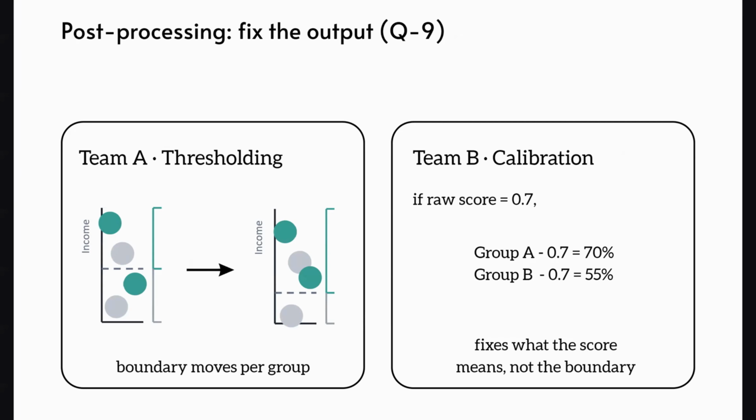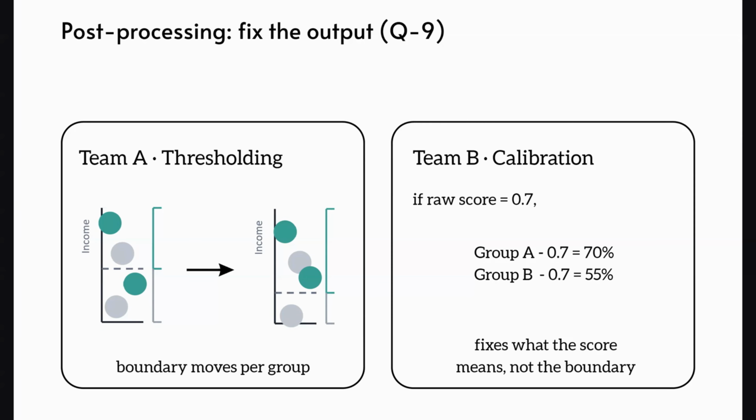Third is post-processing, fixing the output after the model is already trained and ready. Thresholding is what you learned for group fairness. You are going to change the boundary as per your requirements. Change the boundary for the groups, for demographic parity and so on. Everything lies here. The last one is calibration.